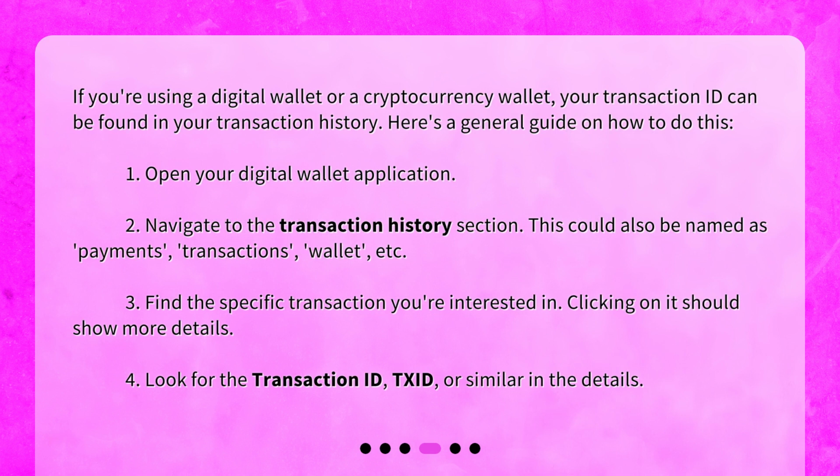1. Open your digital wallet application. 2. Navigate to the transaction history section. This could also be named as Payments, Transactions, Wallet, etc. 3. Find the specific transaction you're interested in. Clicking on it should show more details. 4. Look for the transaction ID, TXID, or similar in the details.